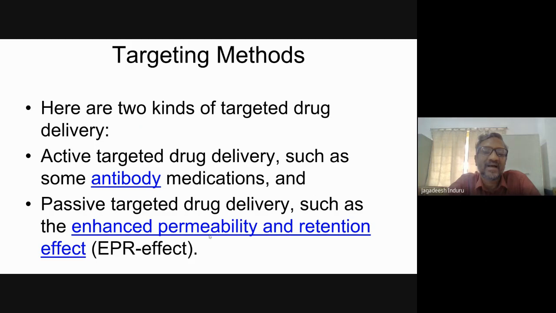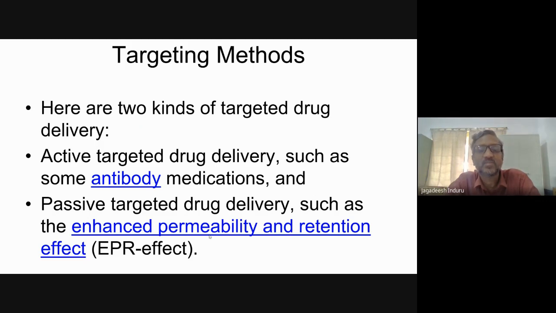If somebody asks specifically for active or passive target delivery systems by name, you deal with only those. But unless otherwise specified, it is better to make the concepts clear. So the two major methods are active targeted drug delivery and passive drug delivery systems. What is the difference between these two?